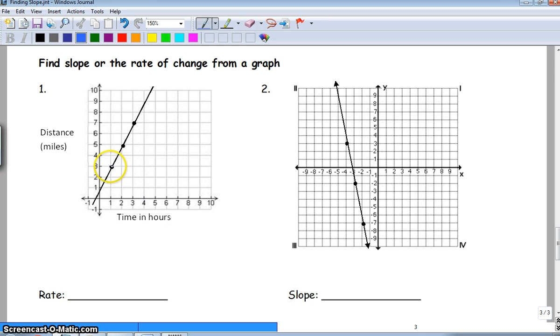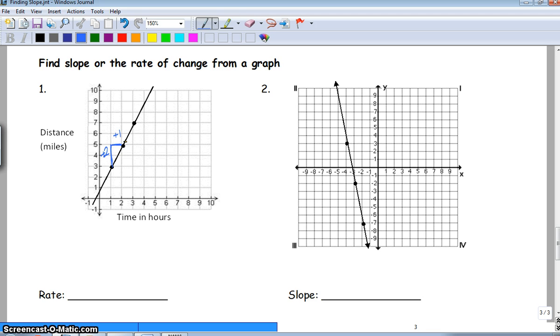From there, count up or down, depending on which way your graph goes. So in this case, we're going to count up 1, 2. So we move positive 2 miles. And then count right or left, again, depending on which way your graph goes. So I'm going to count right once so I can make it to my next point, plus 1.